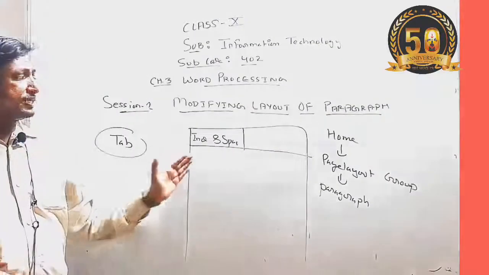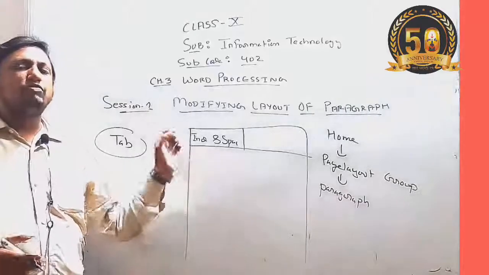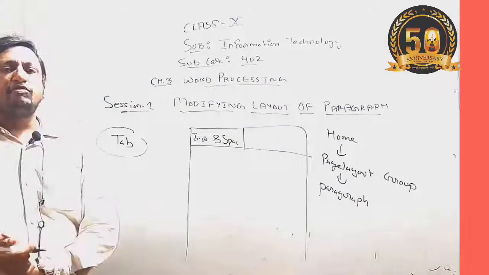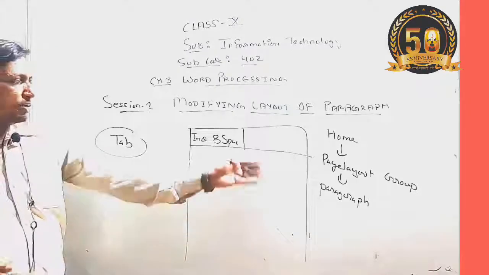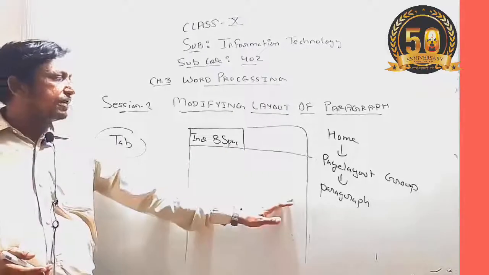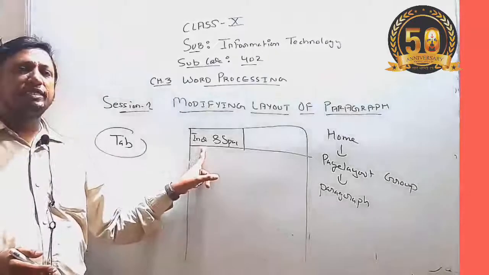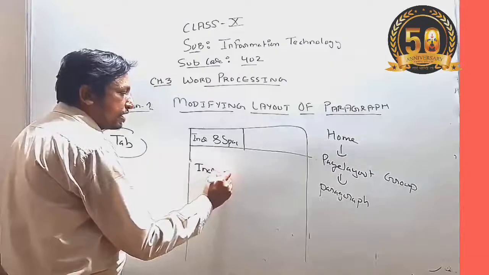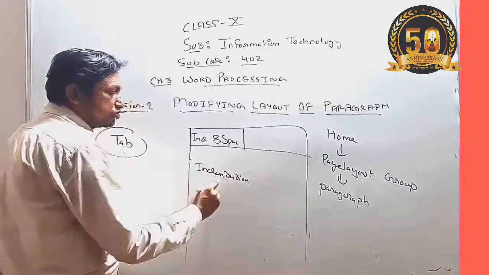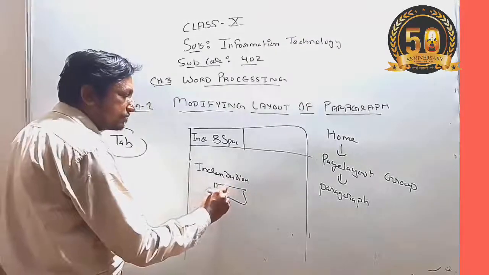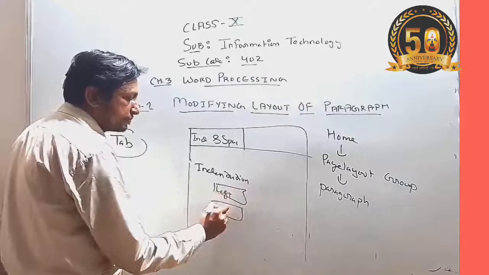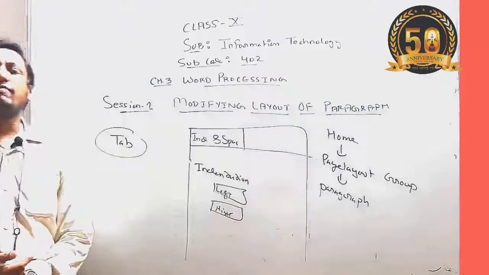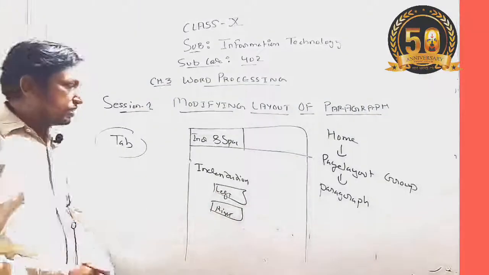Next option, indentation. We have already discussed how to increase or decrease the indent with the help of the ruler. An alternative way to increase or decrease the indent is to go to the Paragraph dialog box. You will get the tab Indentation and Spacing. Here you will get the option Indentation, and in the indentation part there are two options, left and right. From left and right indentation we can increase or decrease the value to set the indentation.